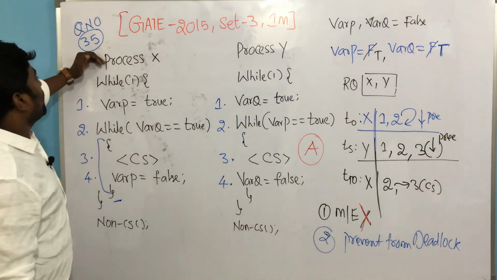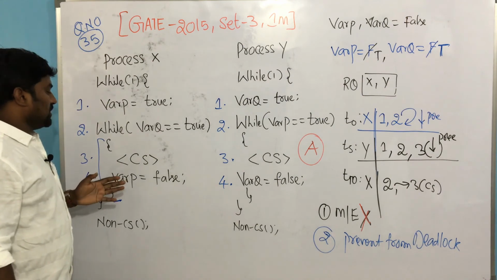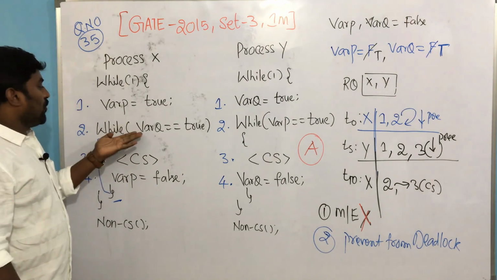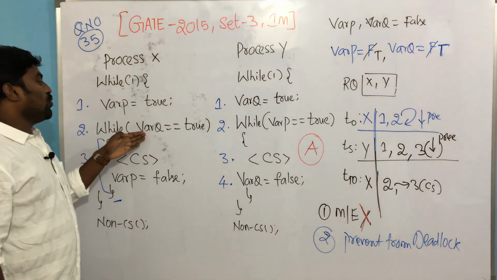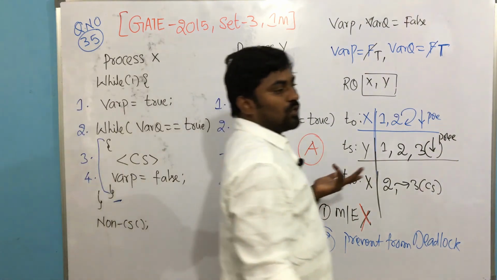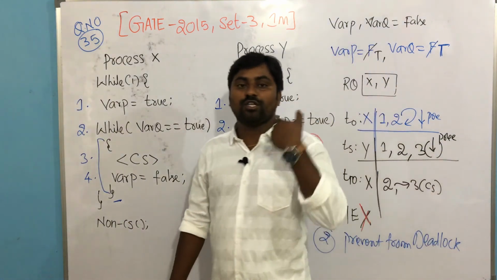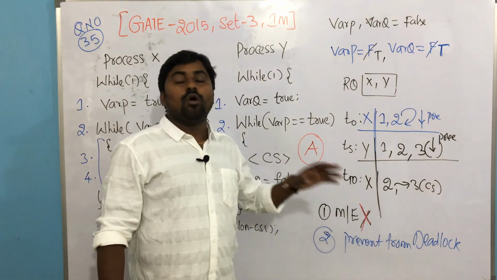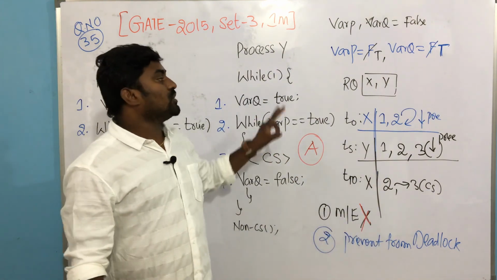See, initially when process X wants to use the critical section, the critical section is free but it is not allowed, because var q was not true. Var q was not true, so it is not allowed to use the critical section. So it is stopping. So progression is not guaranteed, mutual exclusion is not guaranteed, and it only prevents the deadlock. So option A is suitable for this question.